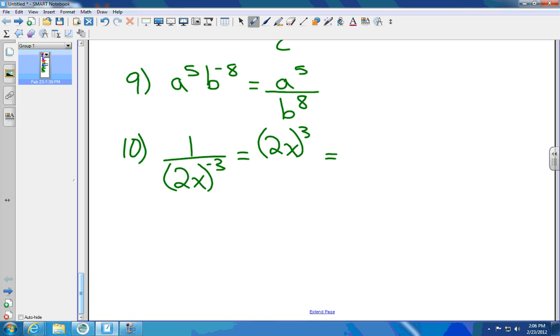Now we have to use rules from last section again. We have to cube the 2 and the x. 2 cubed is 8. 8x to the 3rd. Final answer.